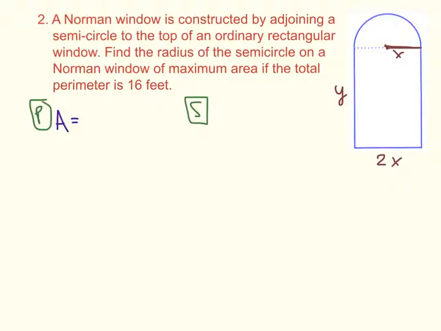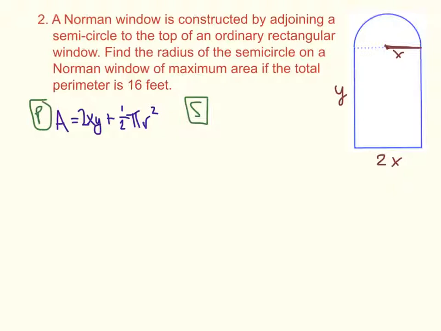I have a rectangle, and I need to add the area of the rectangle to the area of the semicircle. So I would say the area of the rectangle is length times width, so 2xy, plus the area of the semicircle. Well, I know the area of a circle is pi r squared, and a semicircle is half of that, so half pi r squared. Okay, so there's my formula that I want to maximize.